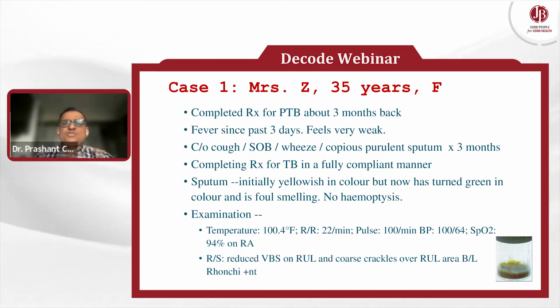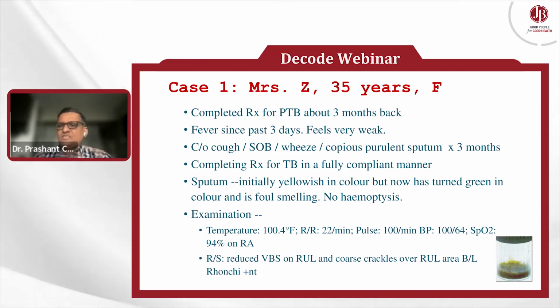She has initially a yellowish colored sputum that has turned green and is foul smelling. Okay. And on examination, she is febrile, she's got tachycardia, and her oxygen is slightly on the lower side at 94%. And she's got reduced breath sounds in the right upper lobe, and she's got crackles in the right upper lobe, and the bilateral wheeze is present. So now the clinical assessment here, you pick up is the copious purulent sputum is there. It's foul smelling, it's chronic, and therefore, it's got a severe infection there, and she's got coarse crackles.